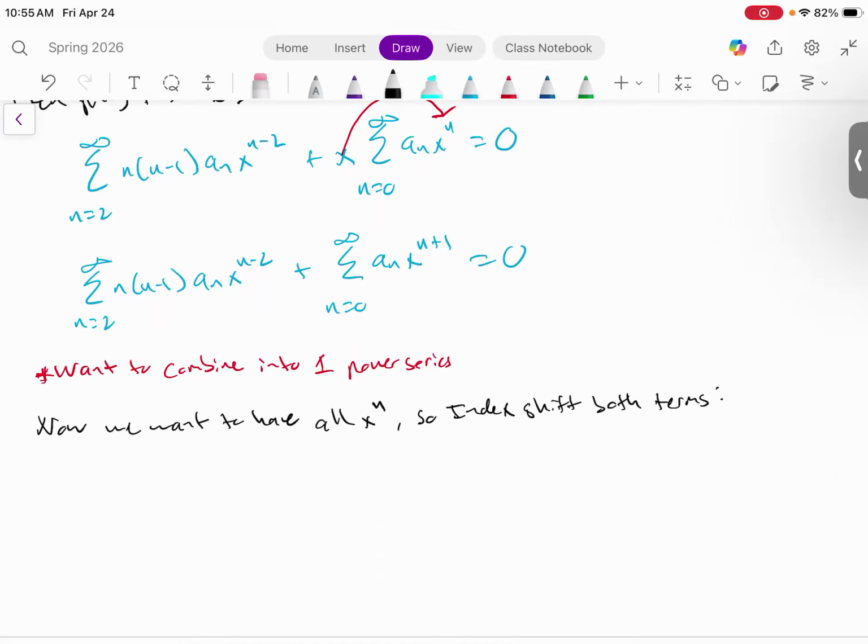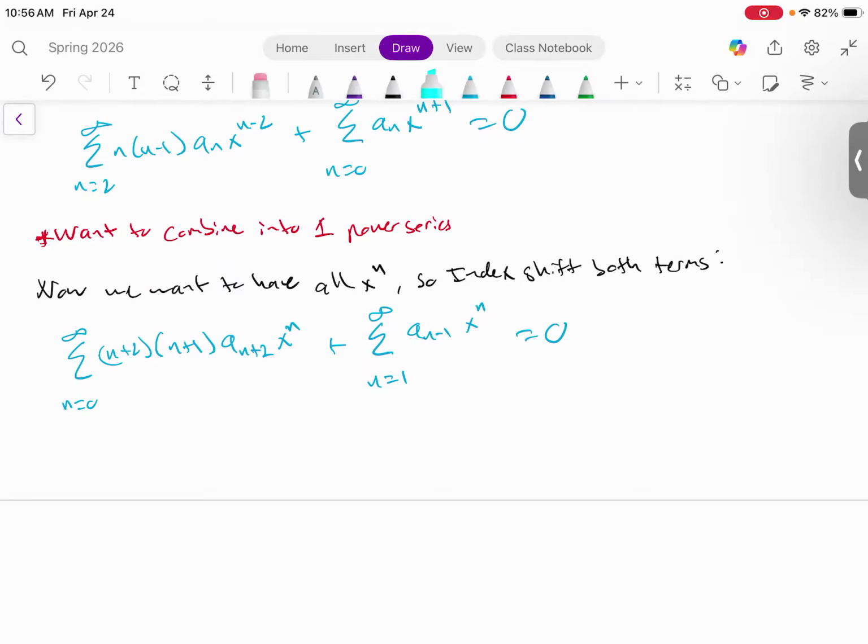And so I'm going to index shift the first term. And so I want to get x to the n. So I need to add 2 to all the n terms in the series and subtract 2 from the index. So I would have n equals 0, n plus 2 times n minus 1 plus 2 would be n plus 1, a sub n plus 2, and then x to the n. Okay, plus the next series. So I'm going to index shift this. I want x to the n, so I'm going to subtract 1 from every n in the series and add 1 to the index. So this would be n equals 1 to infinity, a sub n minus 1, x to the n. And it all equals 0. Okay, great. So we have everything as x to the n.